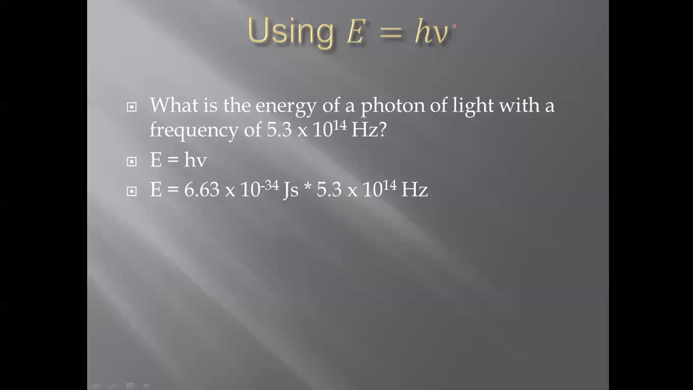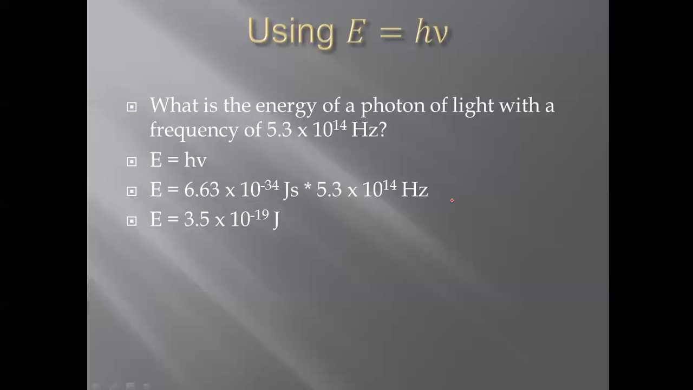So we want to solve for energy. That's how I know that I need to use this equation. I'm going to put in Planck's constant. That does not need to be told to you. That number is a constant. It's given in your data booklet. So I know h is that number, so I'm just going to pop that in. And I'm going to multiply it times the frequency.